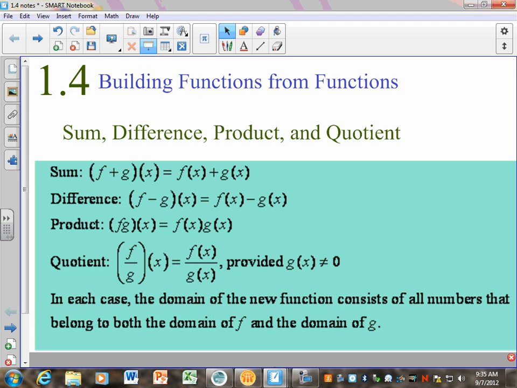And usually the domain is going to be the same for the sum, the difference, and the product. But then the quotient might be a little bit different because you can't have 0 in the denominator. Okay?